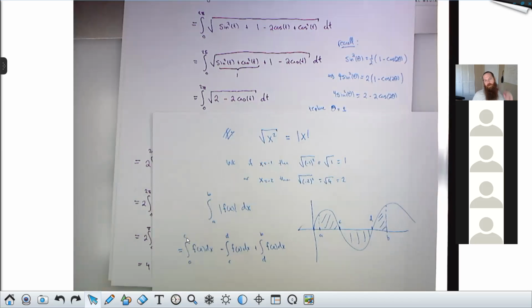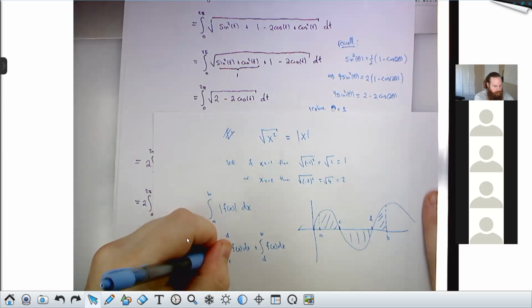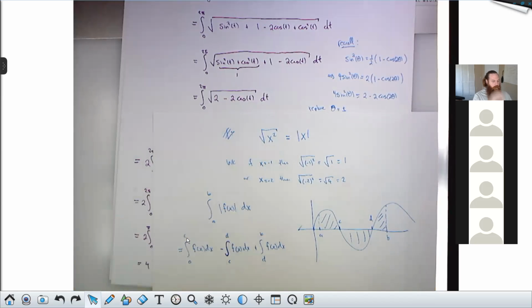In other words, if you're integrating the absolute value of a function, you need to figure out where that function is positive and where that function is negative. Where that function is positive, like from a to c and d to b, you can just integrate that function because the function is the same as its absolute value. But where that function is negative, you need to slap another negative on to correct and make it positive.